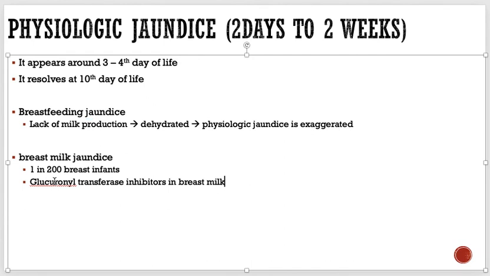What is the enzyme which causes conjugation? It is glucuronide transferase. In this one, the mother's milk has inhibitors, and when the baby drinks that milk, these glucuronide transferase inhibitors will go and inhibit the enzyme which is doing conjugation. So they have this kind of jaundice.